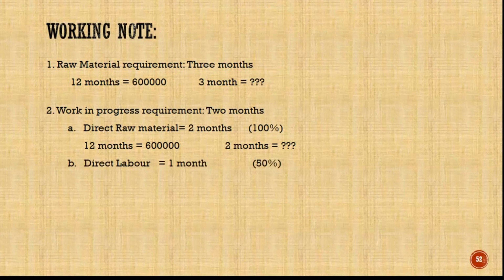Next, direct labor requirement is 1 month period, 50% of the total. So for 12 months it is 3 lakh. Then how much for 1 month?